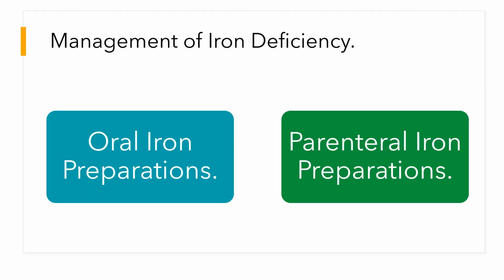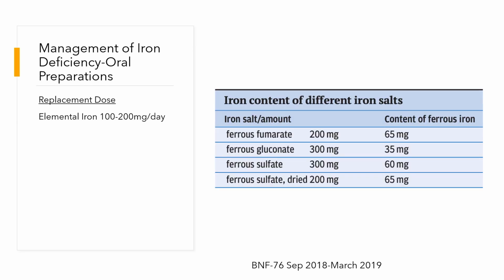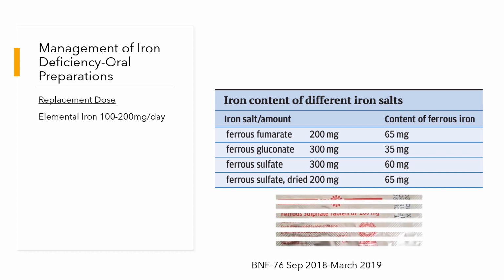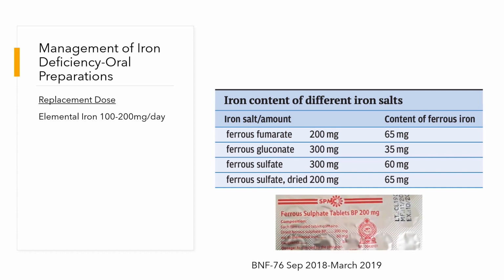How do you manage iron deficiency? So there are two ways of managing. You can go for oral iron preparations and parenteral iron preparations. Replacement dose should be 100 to 200 milligrams of elemental iron. So these are the preparations which are available: ferrous fumarate, ferrous gluconate, and ferrous sulfate, and dried ferrous sulfate. This is the one which we usually use in our country, that is dried ferrous sulfate, which contains 65 milligrams of elemental iron.